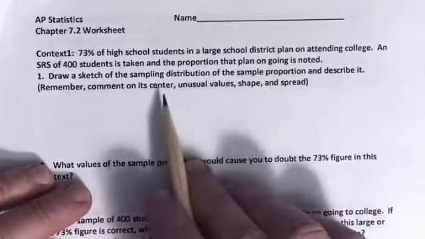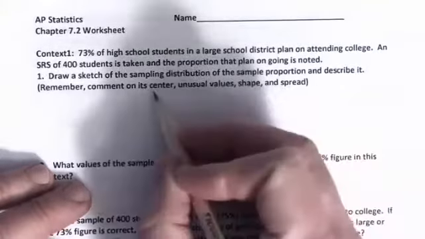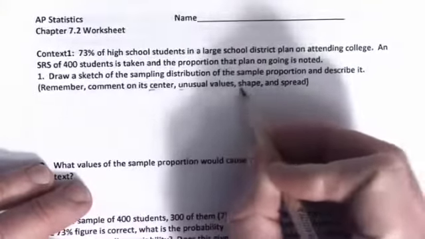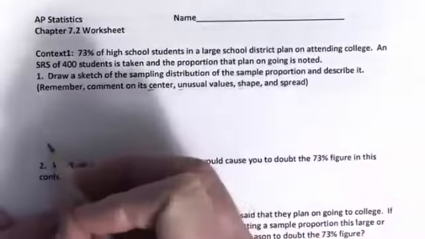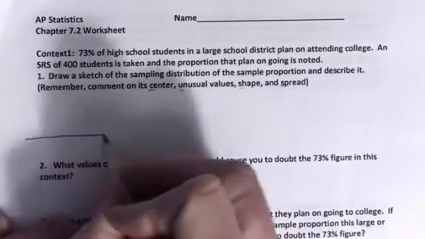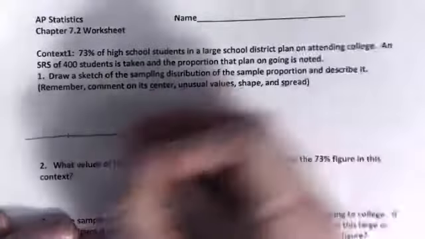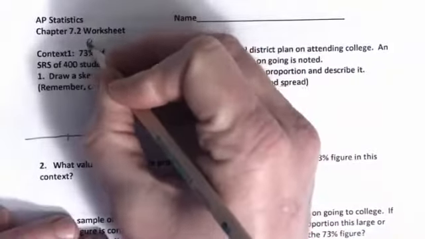Remember to comment on its center, unusual values, shape, and spread, which is CUSS. Anytime you have to describe a distribution, you should CUSS. You should describe these 4 things, and that's what we're going to do. So the sampling distribution is going to be centered around p. There's our p, our proportion, which is 0.73.